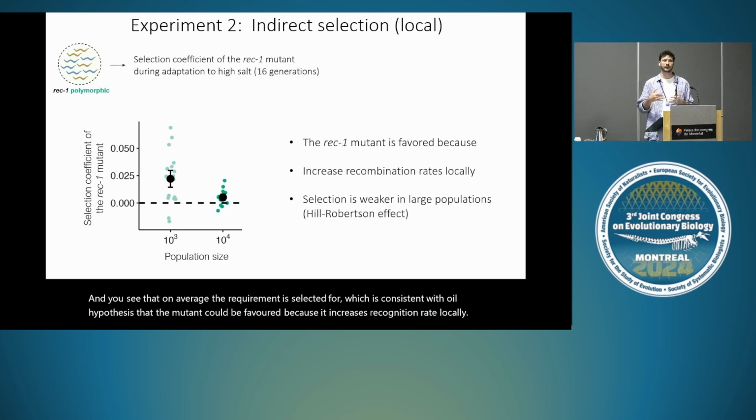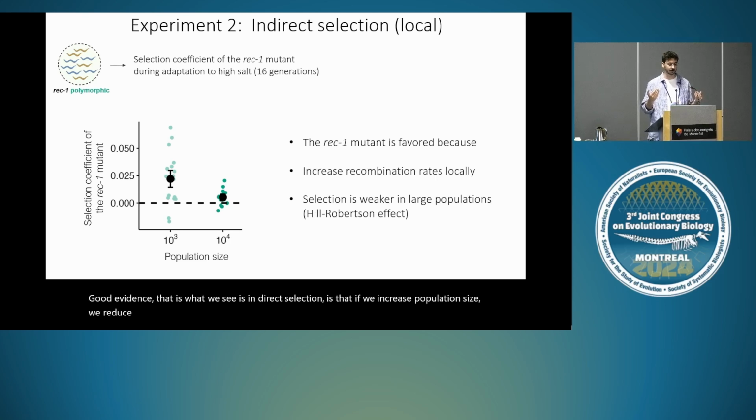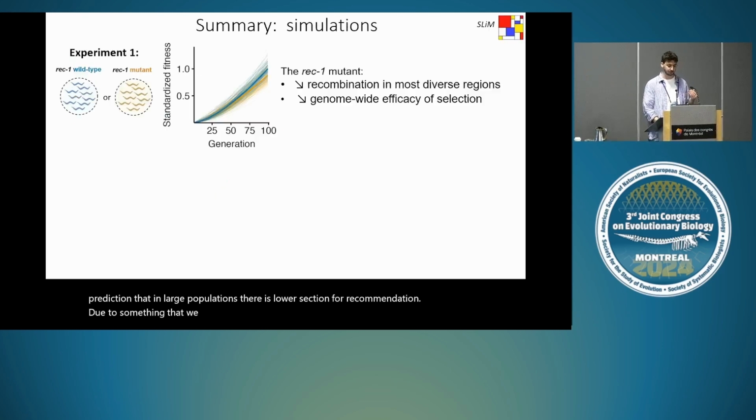A good evidence that what we see is indirect selection is that if we increase population size, we reduce the selection on the REC1 mutant, which is consistent with this population genetics prediction that in large populations there is lower selection for recombination due to something that we call the Hill-Robertson effect.